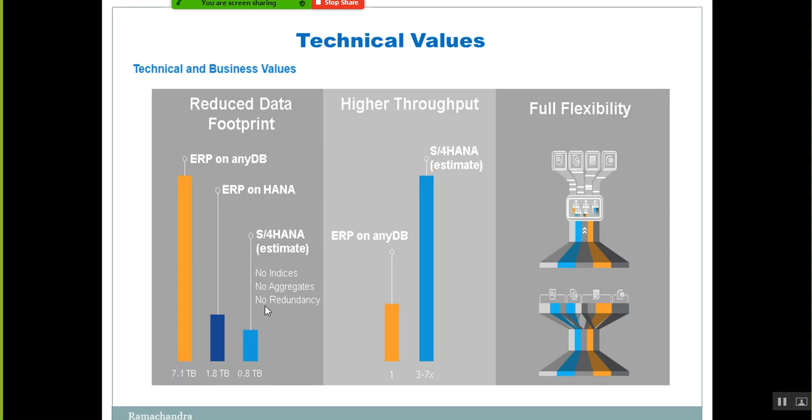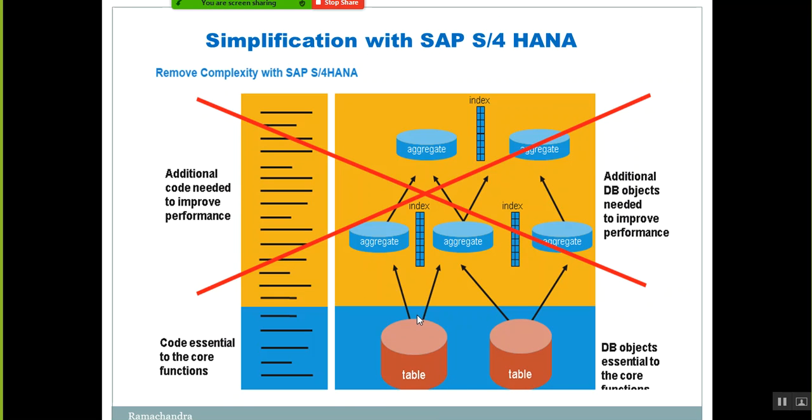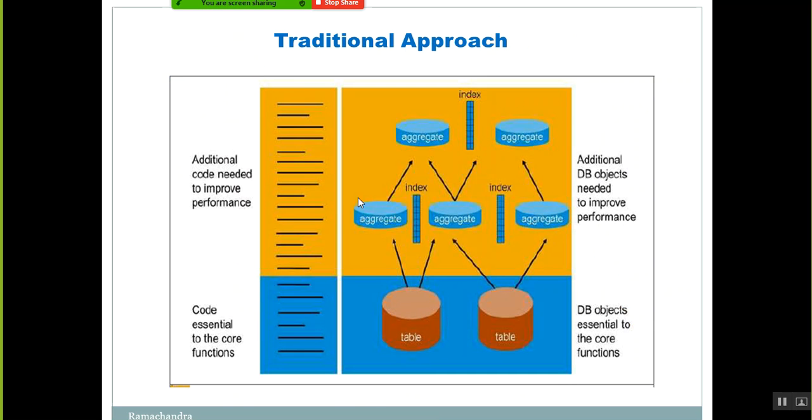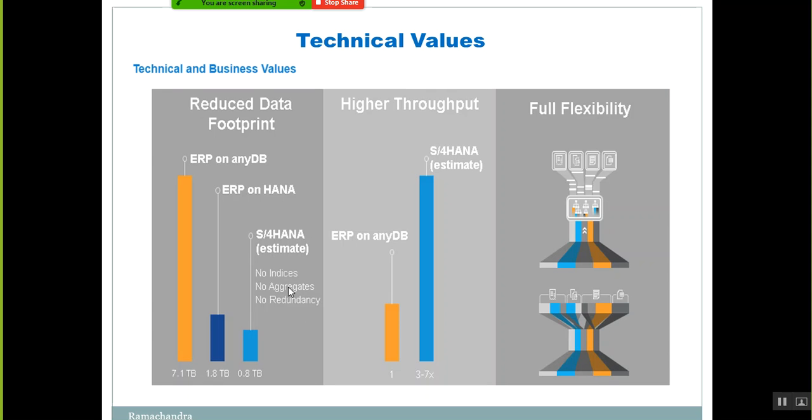This is because there are no aggregate tables and there is no redundancy. What does redundancy mean here? Redundancy is nothing but duplication. Whatever data you have here, the same data is there in an aggregate table in the form of totals, with some more totals being calculated and stored. Or the same data is kept in an index table in a sorted way with fewer columns. That is called duplication, and that duplication is not there.